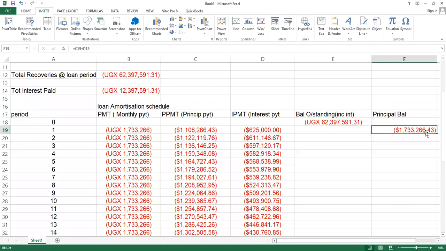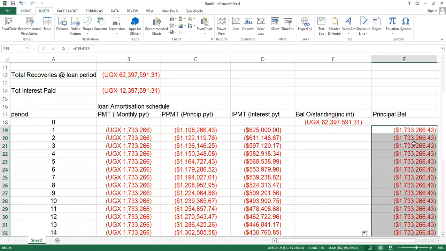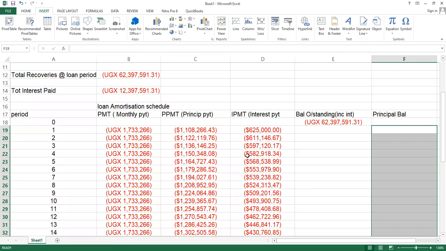If I scroll down, you'll find that the amount would be the same because the principal plus interest of each month should be the same as the monthly payment that you are making. That's what I wanted you to know.